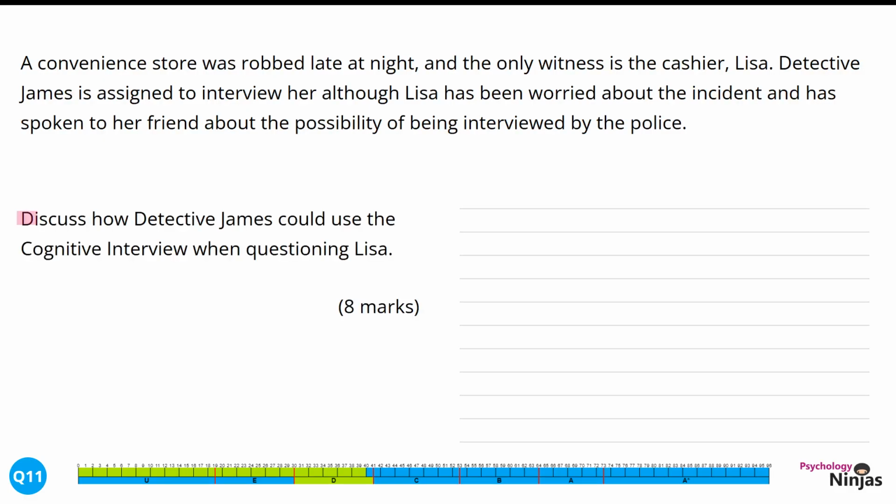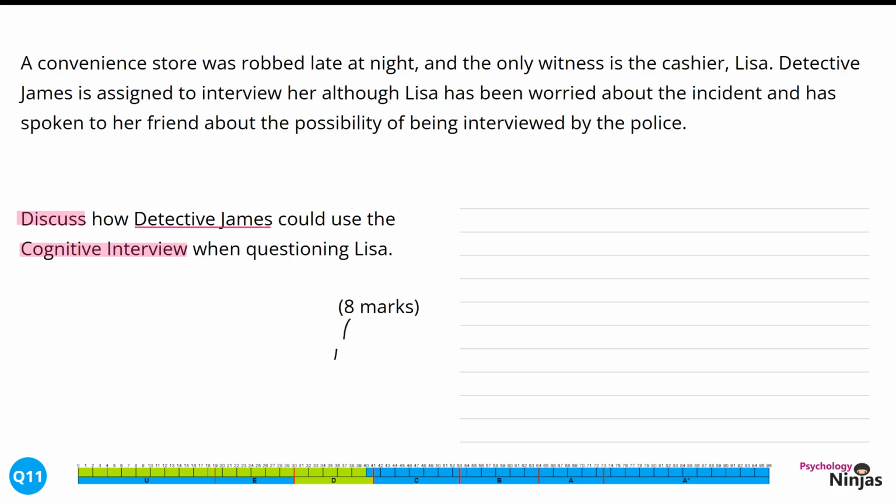Here we have the command word discuss, which means we need to explain and evaluate in our essay. We know we need to be focused on the cognitive interview and what this entails in order to interview particular witnesses. This needs to be put into the discrete situation that Detective James finds themselves in.